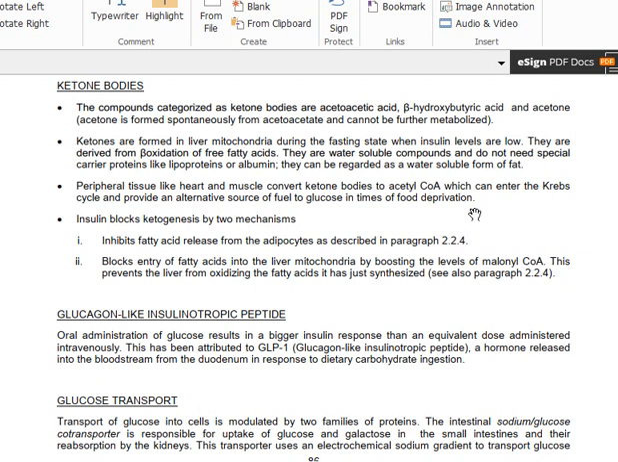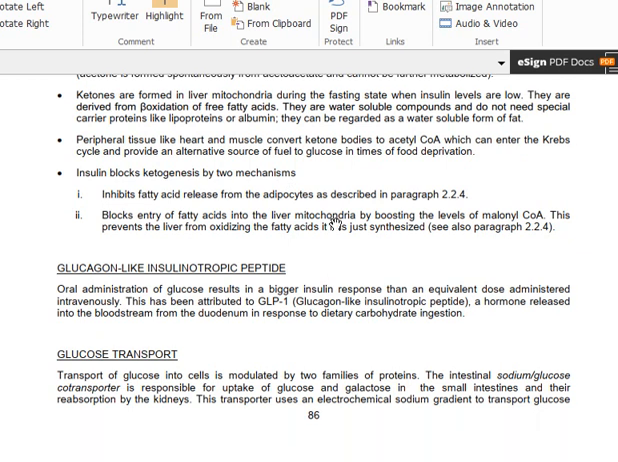Is it clear? So this is also going to be produced as a method of transport of energy in the body. So it can be used as a substitute for glucose when you are starving. Is it clear? So it can enter the Krebs cycle and give energy.